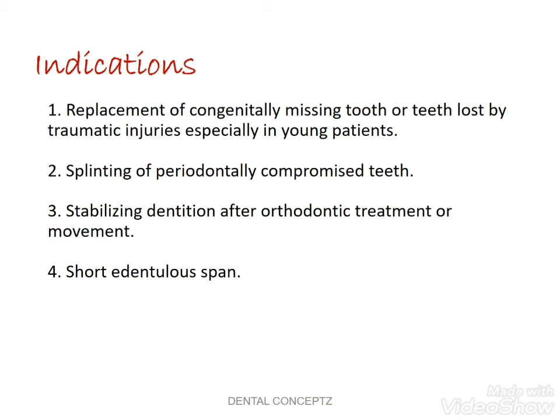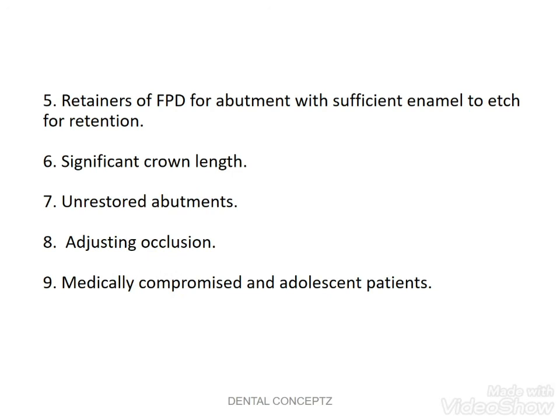Resin bonded restorations are indicated for replacement of congenitally missing tooth or teeth lost by traumatic injuries, especially in young patients, for splinting of periodontally compromised teeth, for stabilizing dentition after orthodontic treatment or movement, and in cases of short edentulous span, as retainers of FPD for abutment with sufficient enamel to etch for retention, when there is significant crown length of abutment present, with unrestored abutments, in cases of adjusting occlusion, and in medically compromised and adolescent patients.